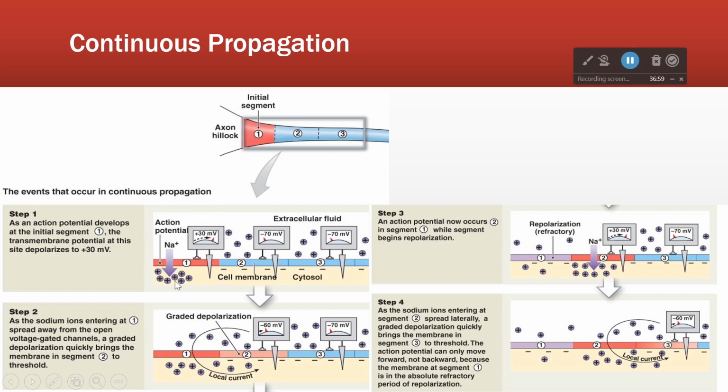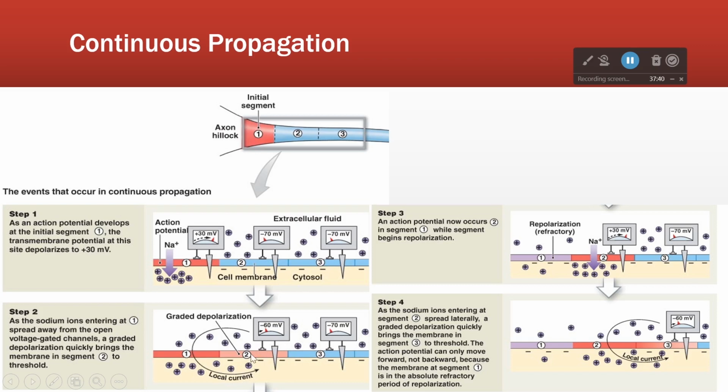So sodium has now rushed in this area. That sodium doesn't stay put. It's attracted to the negativity in the adjacent segment, so the positive ions flow towards the next area. That causes the next area to depolarize, causing the sodium channels in the second segment to open. Sodium comes rushing in there, is attracted to the negative, and the same thing happens again. Do you see that? One area of membrane is depolarizing the other, which is depolarizing the other.